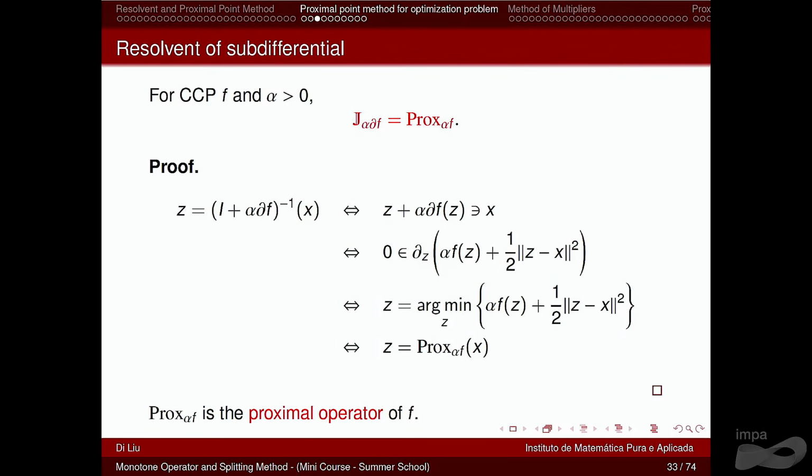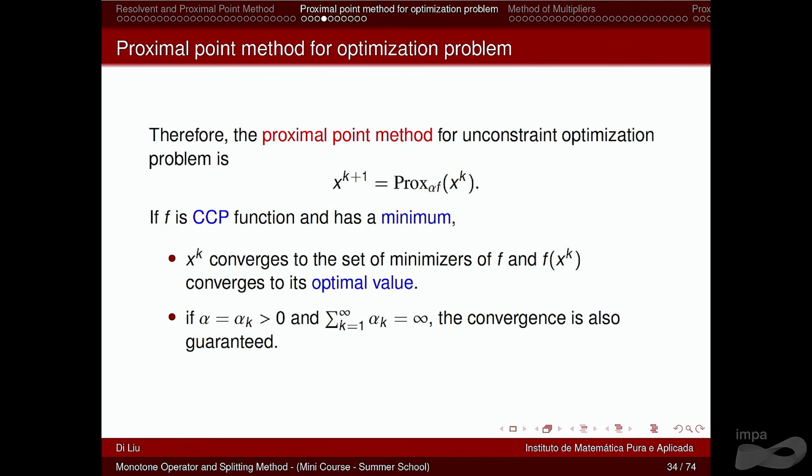So if we want to calculate the resolvent of a subgradient, the resolvent is immediately equal to the proximal operator of f, which is just the definition here. We have several kinds of interpretations of what this proximal operator means. Okay, so we make a summation here.